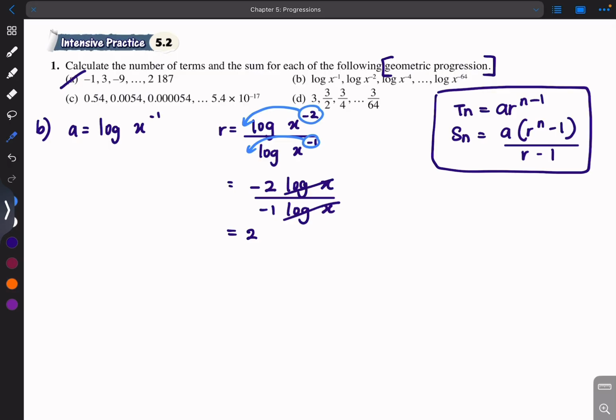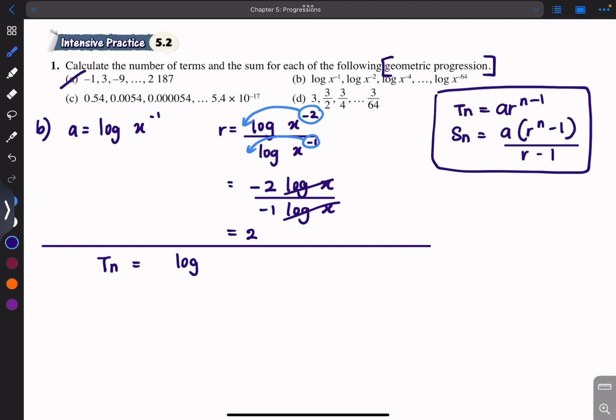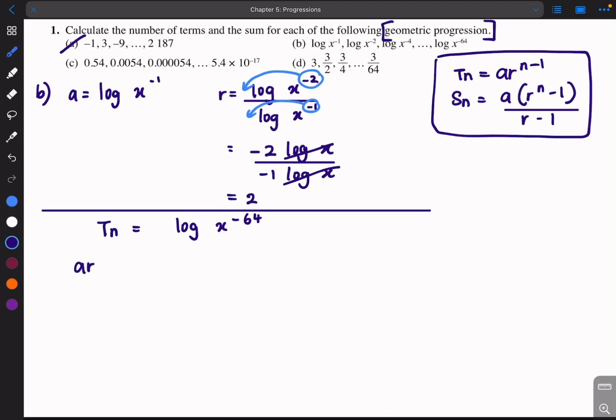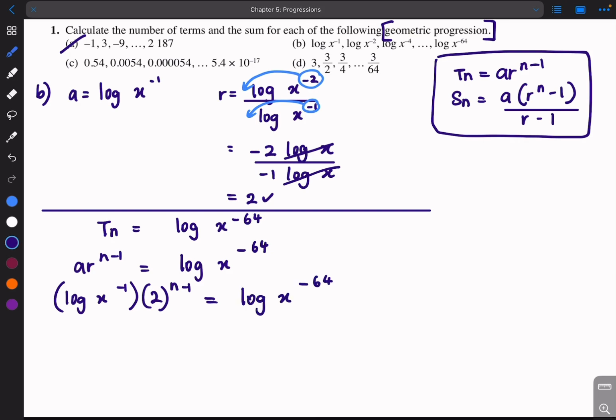Right. Next we need to find Tn. So Tn, the nth term is this, log x negative 64. Okay, so Tn is ar^(n-1) equals to log x negative 64. So a is log x negative 1, r is 2, n minus 1 equals to log x negative 64.